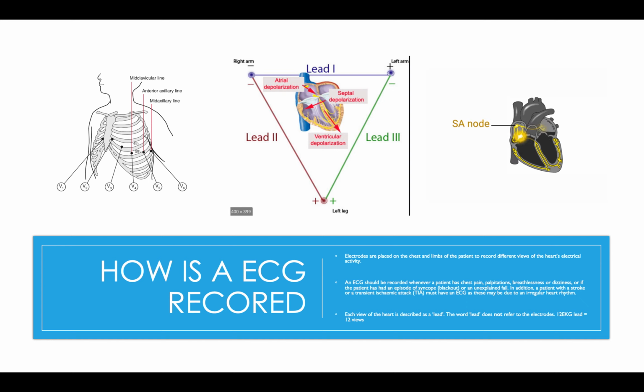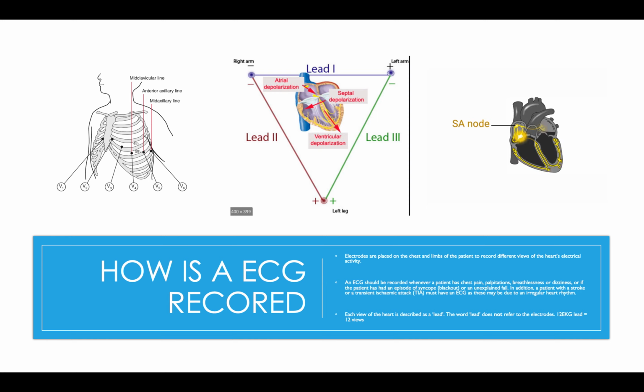If they complain of palpitations, breathlessness, dizziness, or an episode of syncope, or maybe in addition a patient with stroke and transient ischemic attacks must have an ECG, as these may be due to an irregular heart rhythm. Now each of the heart views is described as a lead.